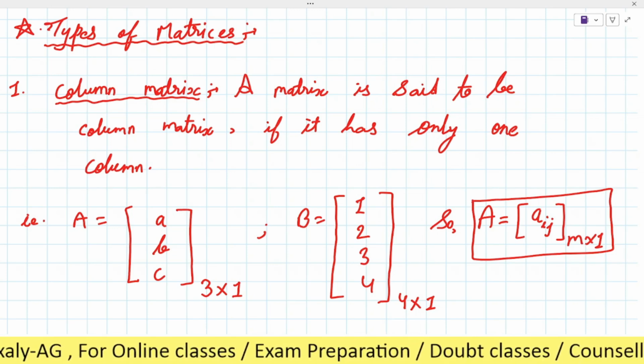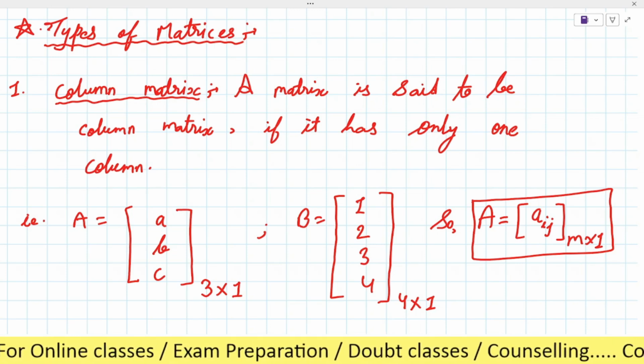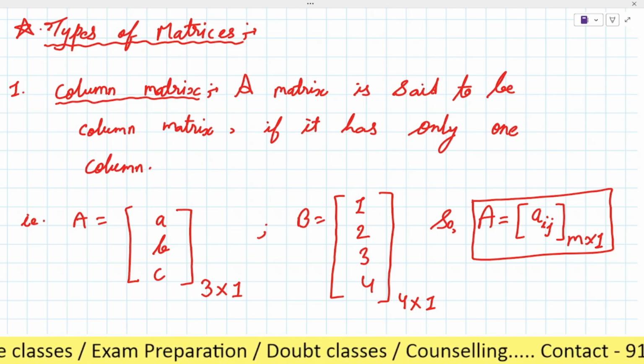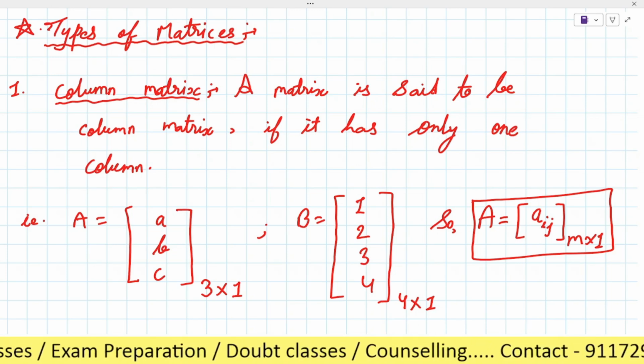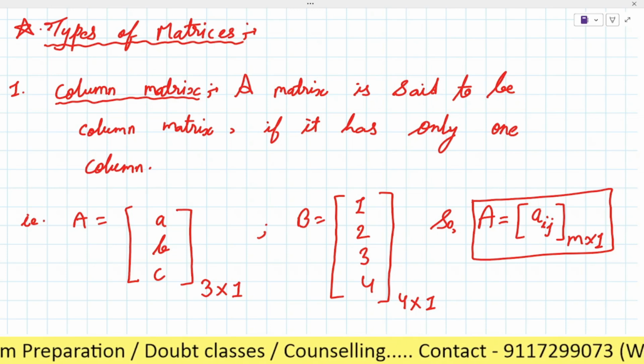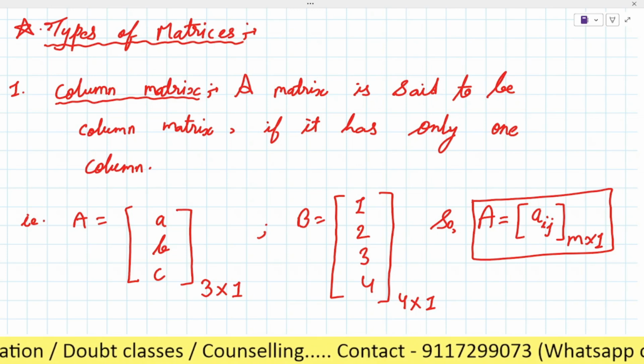By the name you can easily understand it. If you forget, just remember the concept, or remember it by the name. Column matrix means a matrix which has only one column, so that type of matrix is known as a column matrix. It is too simple, right?